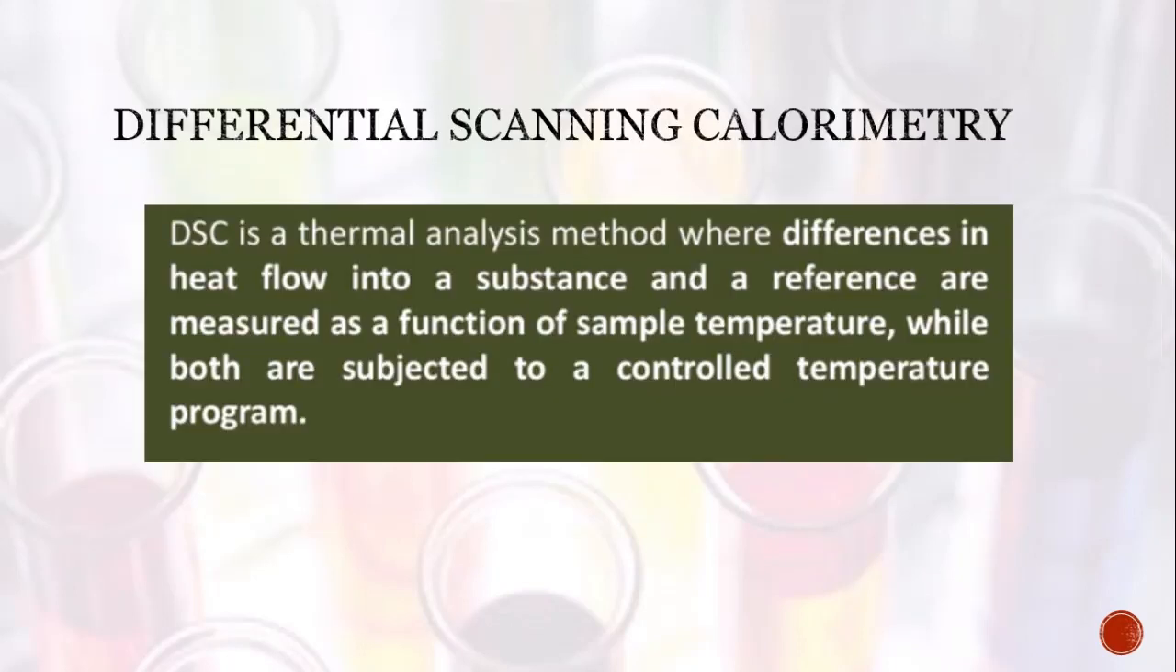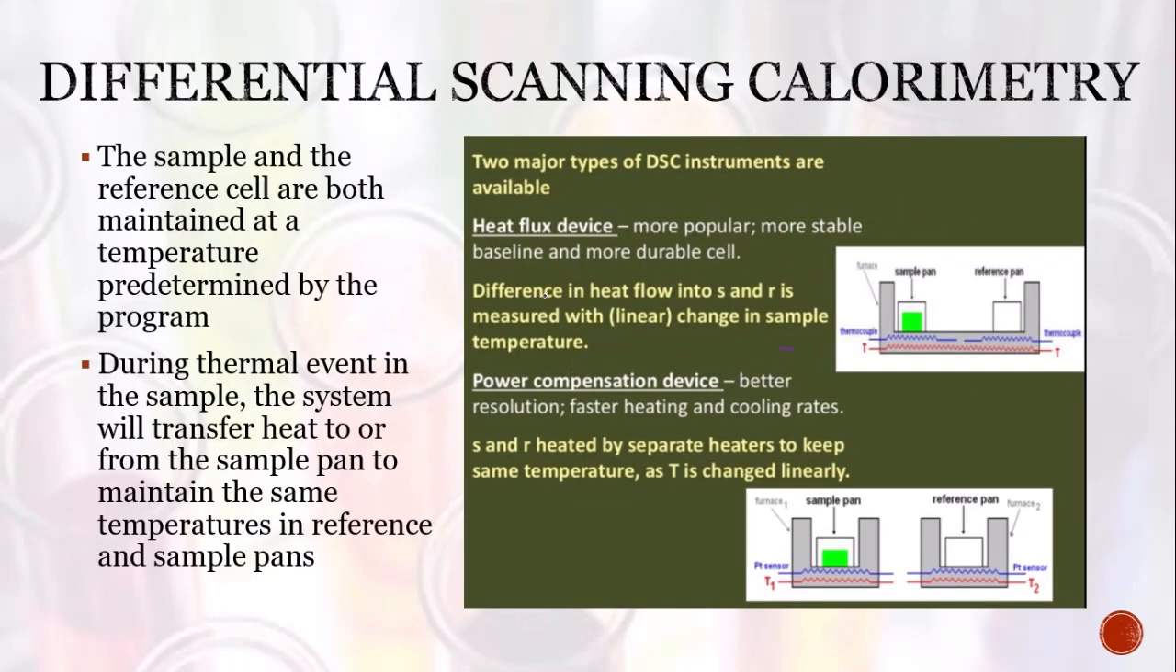Now we also have differential scanning calorimetry, which is also thermal analysis, because we said calorimetry has everything to do with thermal analysis. So we do a thermal analysis where differences in heat flow into a substance and a reference are measured as a function of the sample temperature, while both are subjected to some sort of temperature control. Here, the sample and the reference cell are both maintained at a predetermined temperature by the system or the program. Then during the thermal event in the sample, the system will transfer heat to or from the sample.